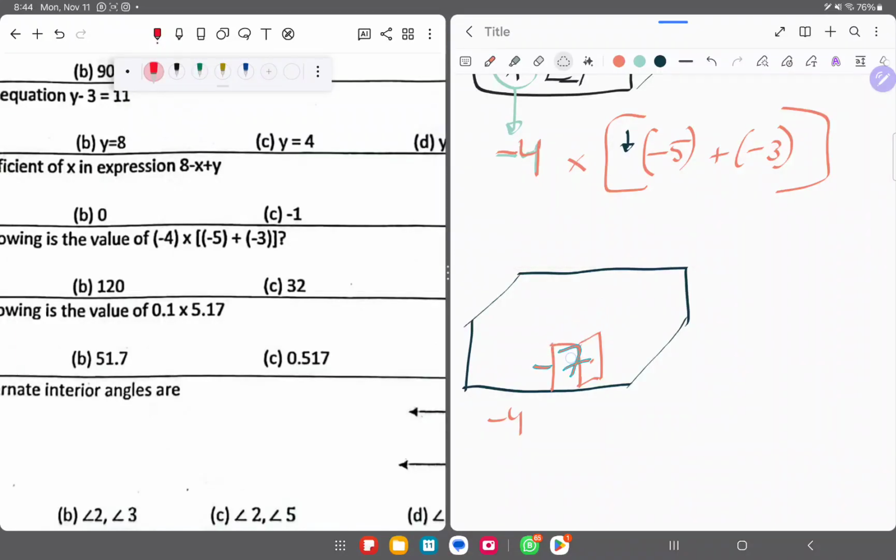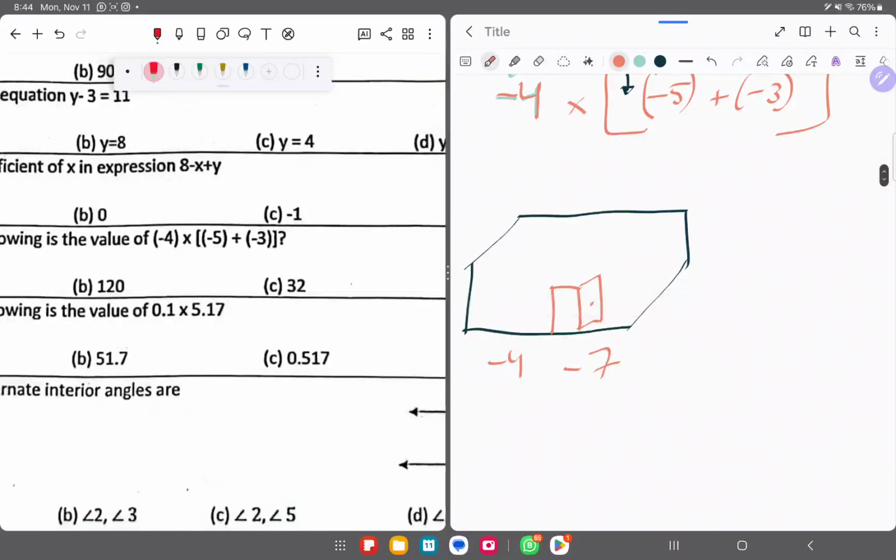-7 is going to get out of the room and it's going to be faced with -4. So can it be faced? Can I just put it here? No, I can't. I need to do something. I need to multiply them. So how do I multiply them? Minus times minus, remember that one?